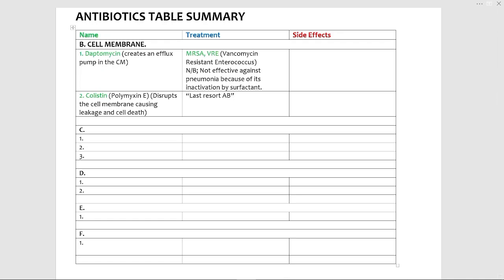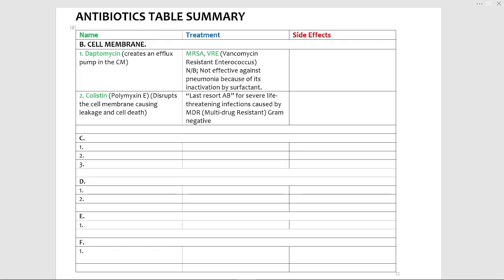So when we have resistant bacteria, let me write here: for last resort for severe life-threatening infections caused by MDR. MDR is multi-drug resistant, mostly gram-negative bacteria, because this is the group that tends to be more resistant.